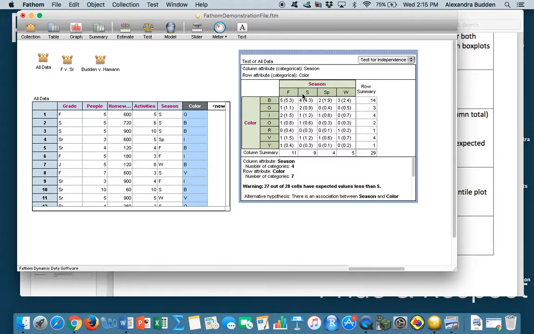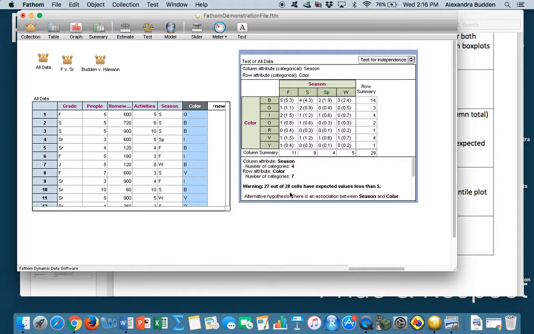Now what you're going to notice is I have all of these categories and none of them, I don't think at all, have an expected value that's greater than 5. Oh, this one does, the first one. All the rest of them are less than 5, and we even have a warning down here. So the warning tells us that 27 out of the 28 cells have expected values less than 5. That's an issue. It happens because there are so many options that I gave students and because I had a small sample. So with you, that's probably not going to be the case.